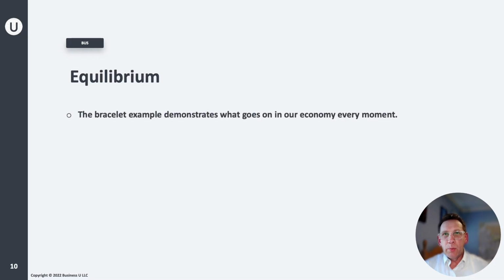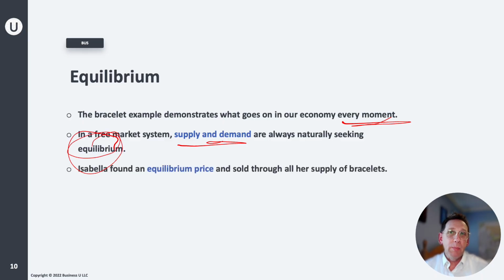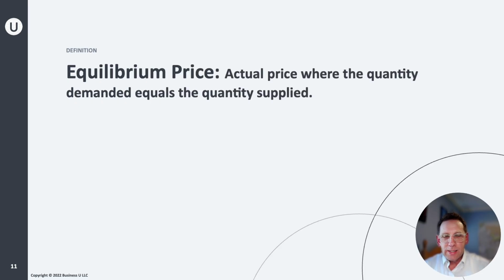So when we're talking about equilibrium, our bracelet example from Isabella demonstrates what goes on in our economy every moment, every day. In a free market system, supply and demand are always naturally seeking that equilibrium. So Isabella found an equilibrium price and she sold through her entire supply of bracelets. Equilibrium price is the actual price where the quantity demanded equals the quantity supplied. Supply and demand are equal in that case.